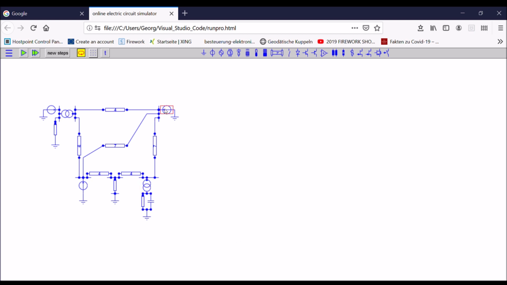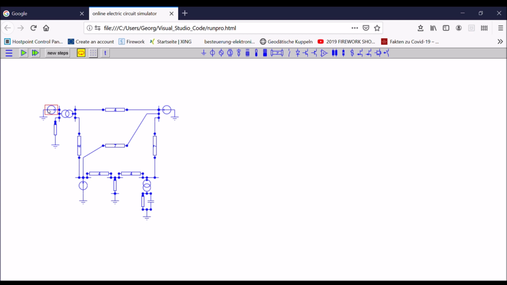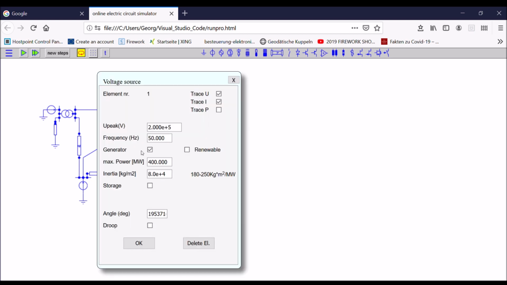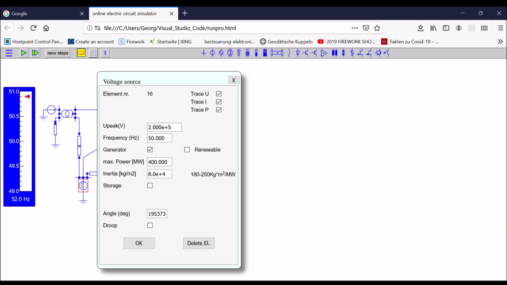Here is my slack bus. The slack bus is just a voltage source. You see, the voltage source has a peak of 200 kilovolts, a 50 Hertz frequency, nothing else. However, everything outside my slack bus is now really working as a generator, and these generators have a maximum power of 400 megawatt, both of them. You see, this one is the same thing. It is not only a voltage source, it is really a generator.